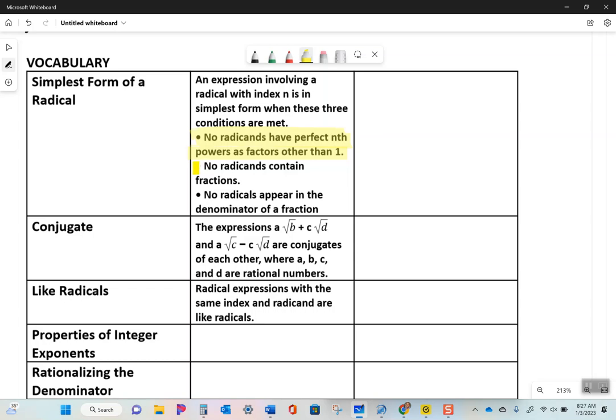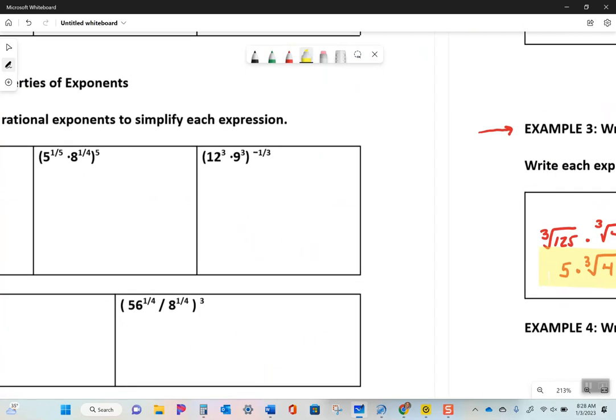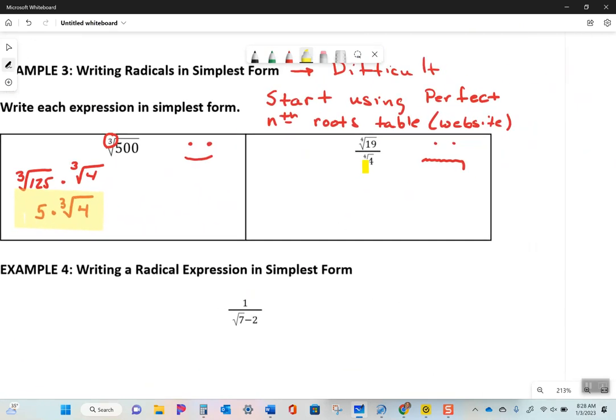Okay. Next part right here. No radicands contain fractions. So there's no fractions underneath a radical sign. This third one right here, this is the one I want to pay attention to. No radicals appear in the denominator of a fraction. Oh my gosh. Okay. Well, guys, let's take a look at what we're dealing with right here. In this example right here, don't you already have a square or some kind of a radical in the denominator? Is that good or is that bad?